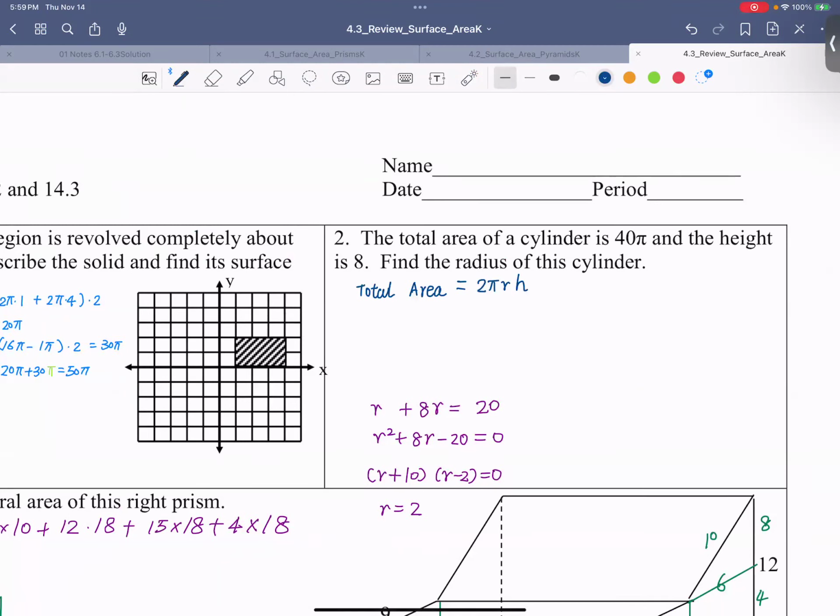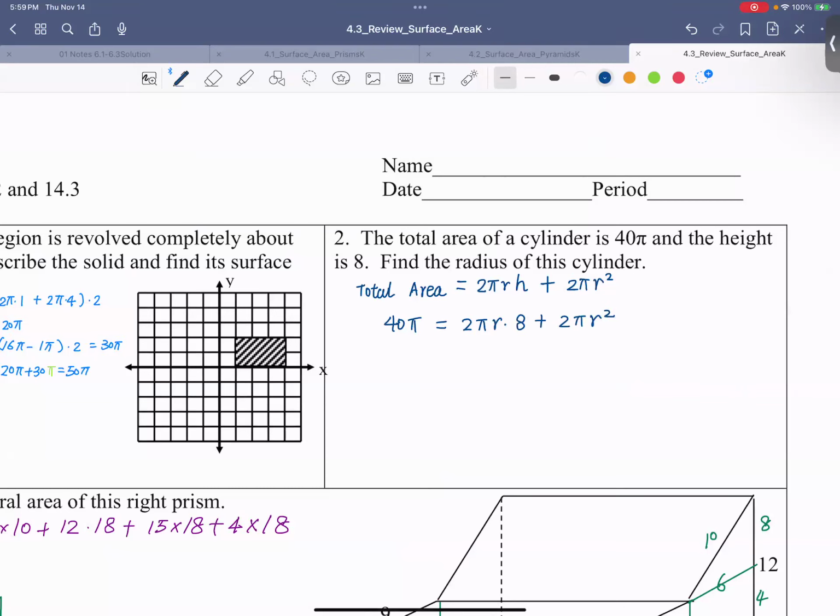Mhm. And then you have 2 times this, pi r squared, and that. Yes. Make sense? Go. The radius you don't know, but they give you the height. Yes? Go. 40 pi equals 2 pi r times 8 plus 2 pi r squared.